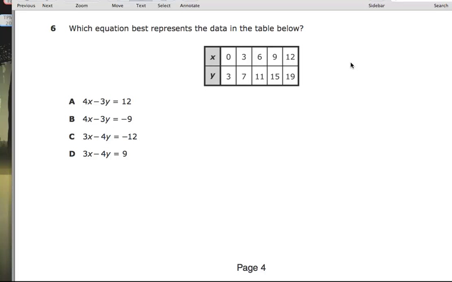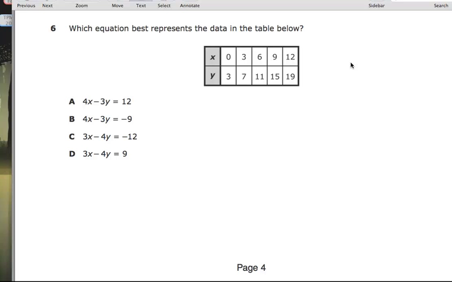Problem number 6, I have to find the equation that best represents the data in the table below. For this problem, unfortunately, there's no easy way of getting the answer. However, you can reduce a lot of your answer choices by simply using nice numbers to plug into the equation to figure out which one of these will represent the data in the table below.